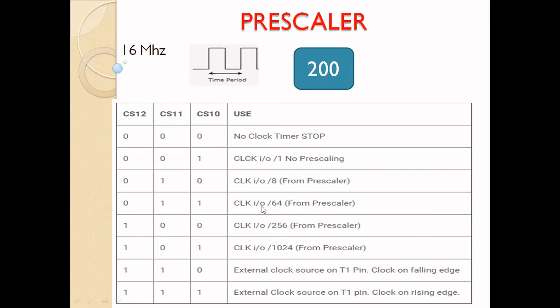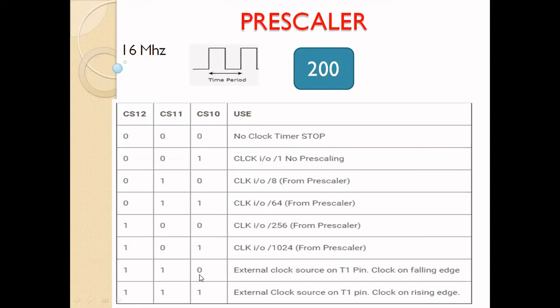Now suppose you have 64, which means it will divide by 64. So this is one clock pulse. At every clock pulse, this timer will get incremented. First clock pulse, it will become 201, next 202, 203, like that, it will keep increasing.